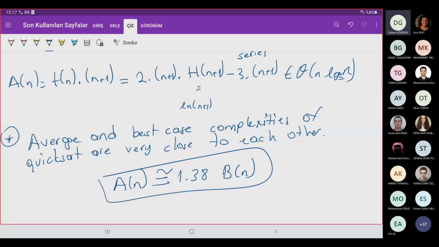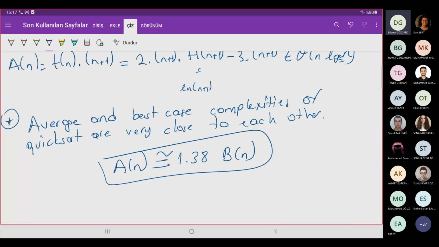Because sometimes we have seen that average case is the same as worst case. So even in its own theoretical bounds, it's a good algorithm.